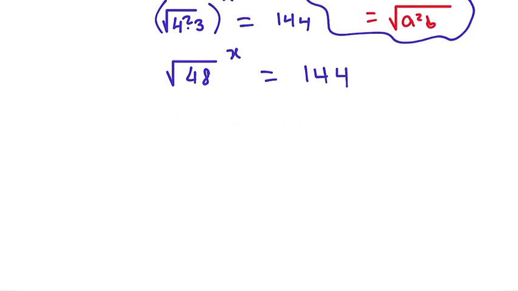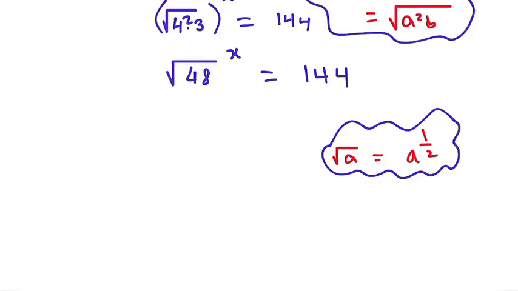Alright, so moving on, now if you remember again, when you have square root of a, I told you that we're going to have it to be a to the power of 1 over 2. Alright, so we apply that here. So 48 to the power of 1 over 2, then power x equals 144.